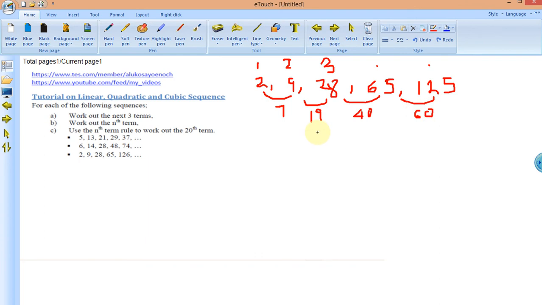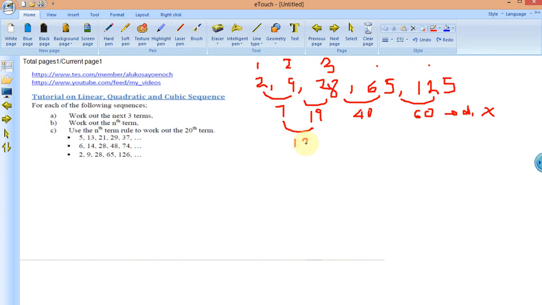So let's take the second difference. Let me put d1 there, and then cancel it because it's not a constant. Then let's take d2. 19 minus 7. What is 19 minus 7? That is 12.